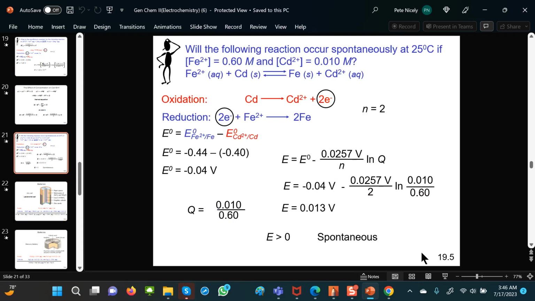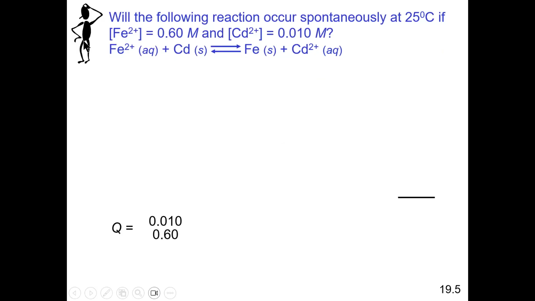Okay, so let's move on to this example right here, and then we'll call it a day. This question, it's an example, says, will the following reaction occur spontaneously at 25 degrees if the concentration of Fe2+ is 0.60 M and the concentration of Cd2+ is 0.010 M, and it gives you the equation for the cell reaction, all right? So the first thing I would do is recognize that the question is asking for delta G, right? And basically what we need to do is find out if delta G is positive or negative. Or we could use something else.